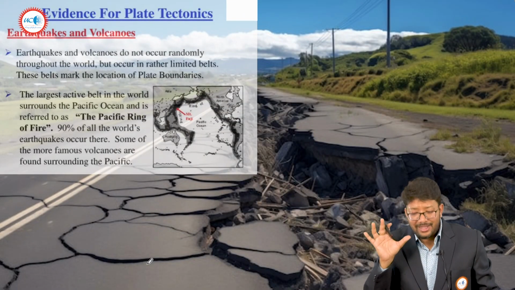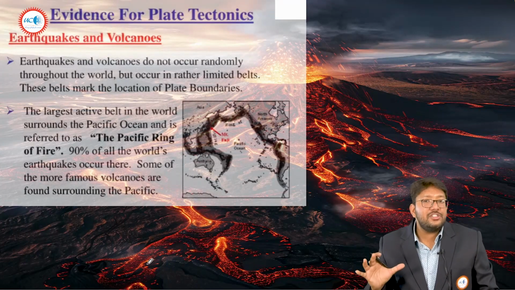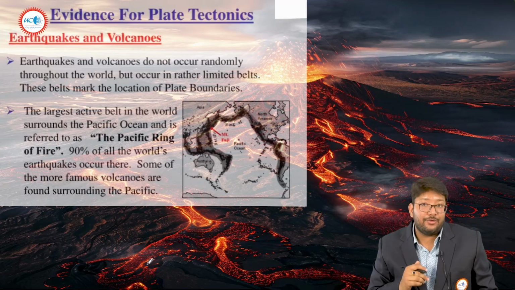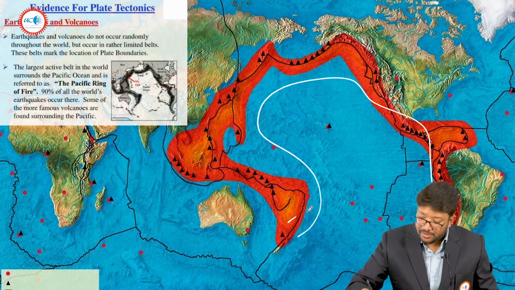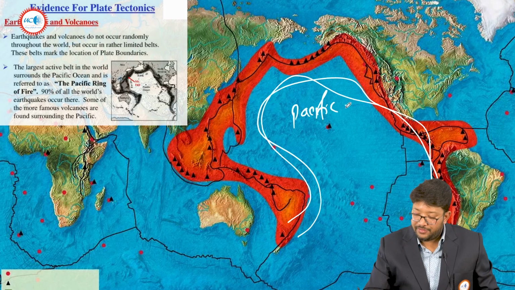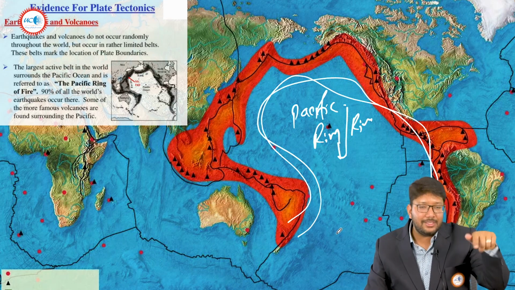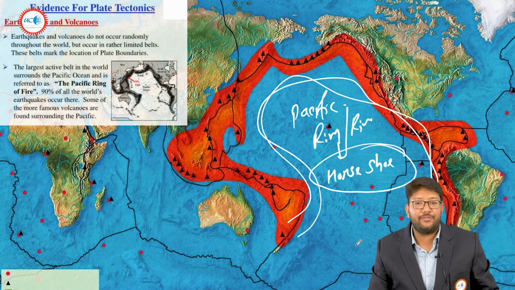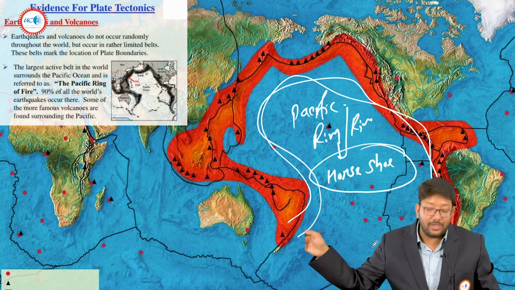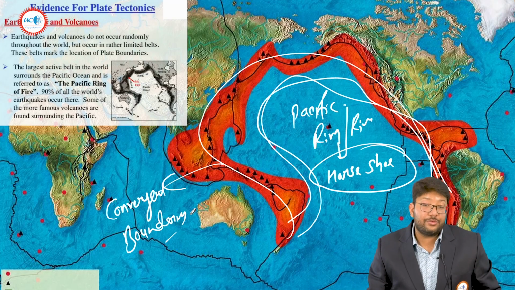Earthquakes and volcanoes don't occur randomly throughout the world, but occur in limited belts, as you can see. The largest active belt in the world is around the Pacific Ocean. This is our Pacific Ocean, and this horseshoe-shaped ring is called the Pacific Ring of Fire. Pacific Rim and ring are both the same thing. In the examination, a question was asked: which of the following is called the horseshoe-like formation? That was also the Pacific Ring of Fire. 90% of the world's earthquakes occur here, and the reason is simple: because of convergent boundaries, we have a lot of earthquakes and volcanoes occurring here.